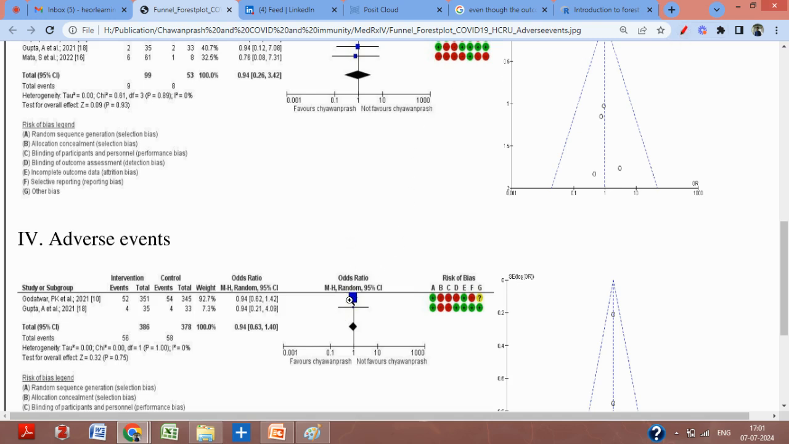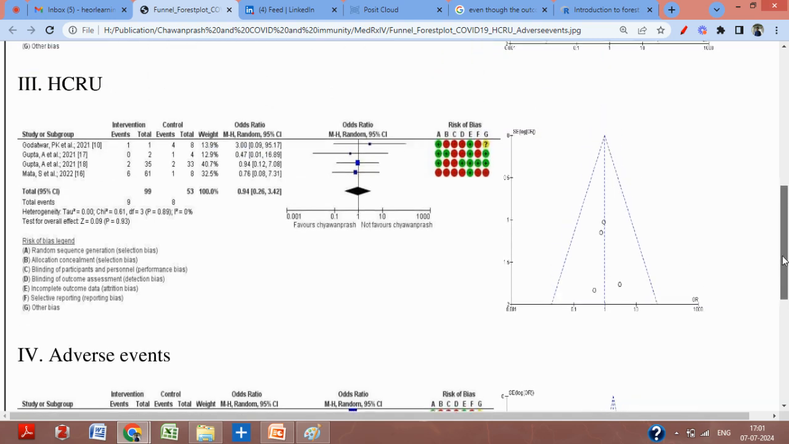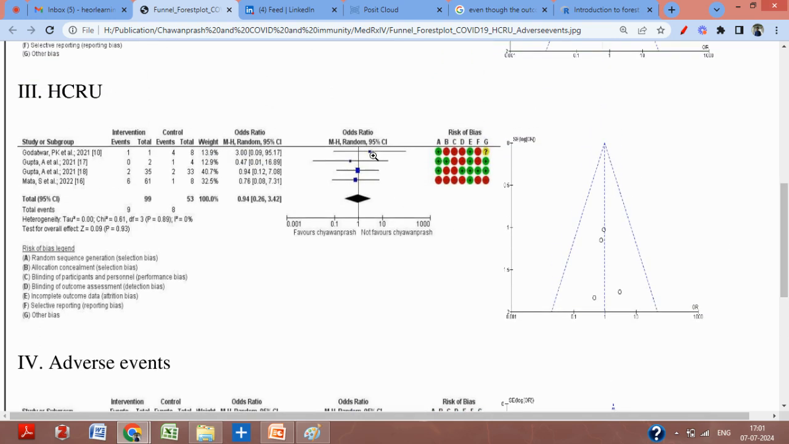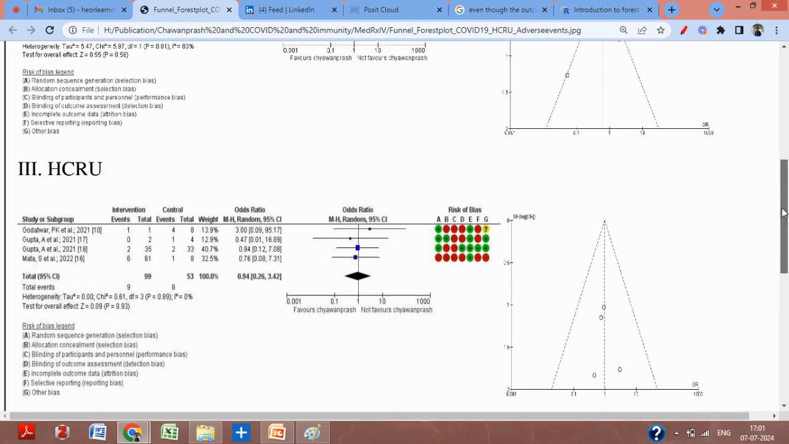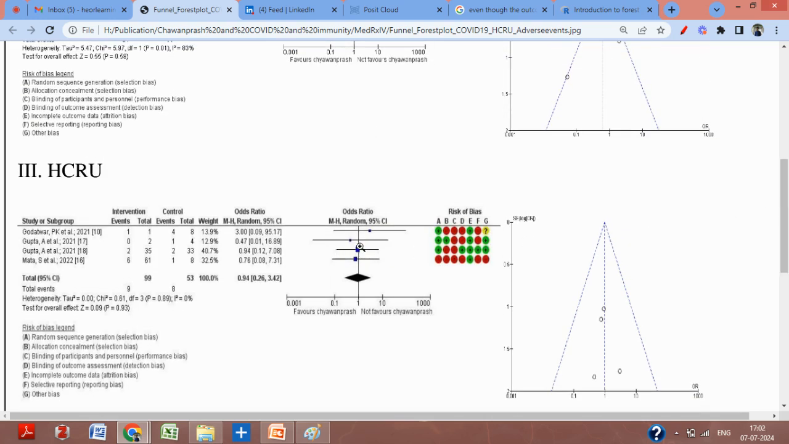As you can clearly see, the size of this box is hugely different compared to that of the second study. Similarly, over here you can see that a few of the boxes are very small, whereas the other boxes are quite large. Why is it so? The reason is that the bigger the size of the box, the greater the weightage given to that study. The smaller the size of the box, the smaller the weightage given to the study compared to the other studies reported in your meta-analysis.